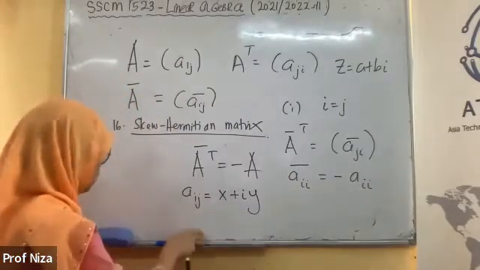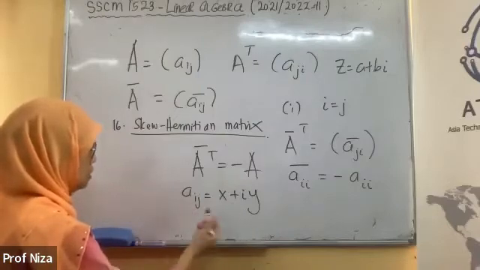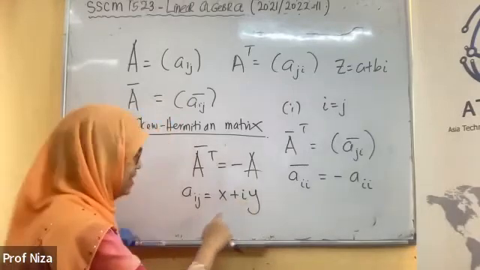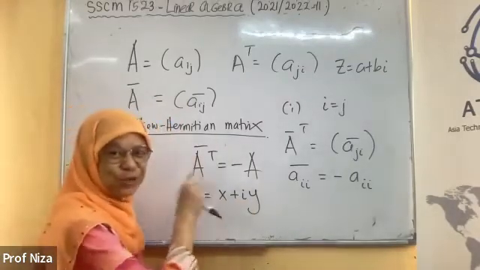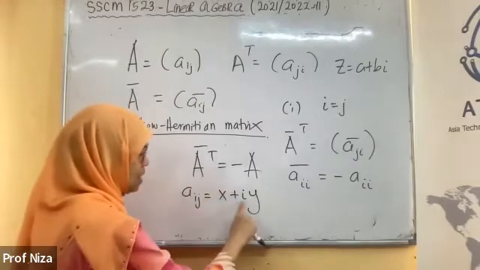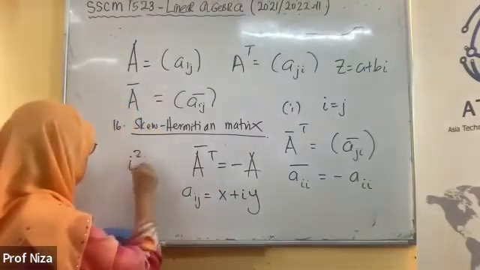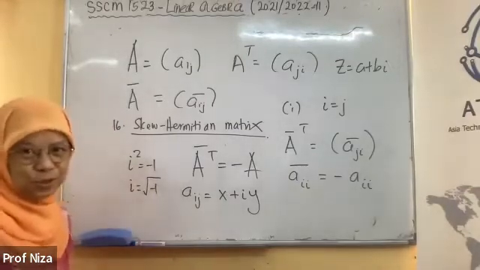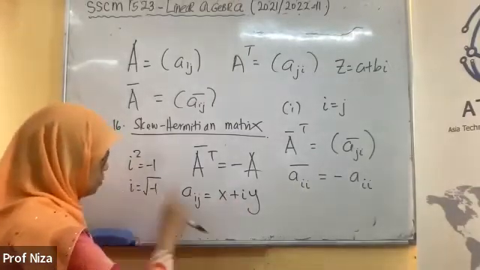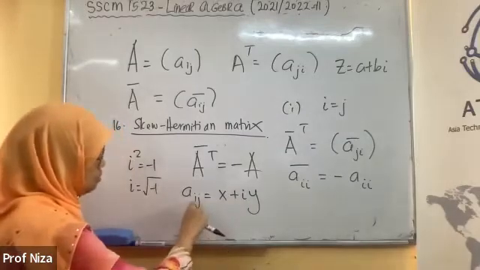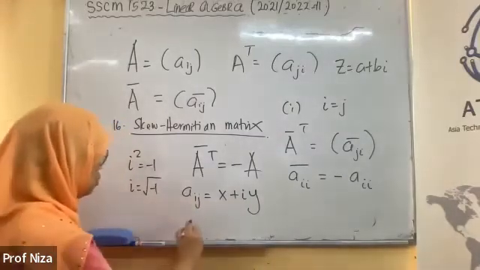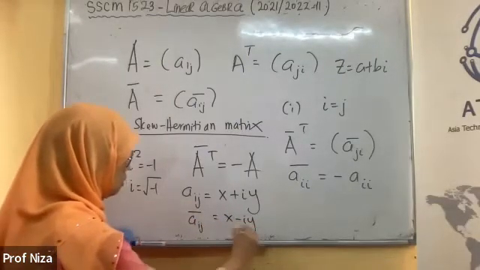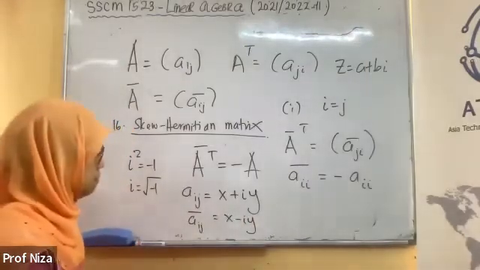Because this i is not this i, it's going to be confusing. This i is the row, because we use ij for the row and column. This i is the square root of negative one. So you know what I mean, sorry about the confusion. I should change, but we used to use ij. So Aij bar is x minus iy, that's the conjugate.